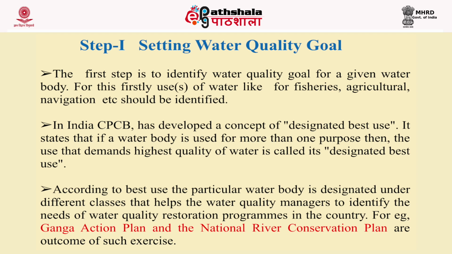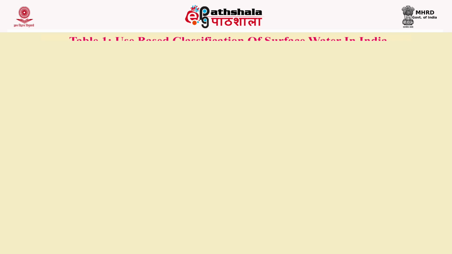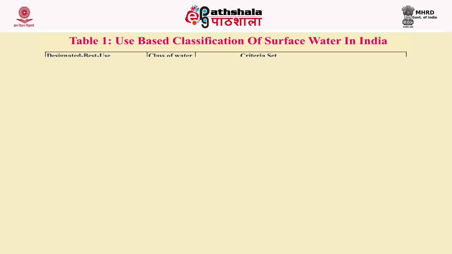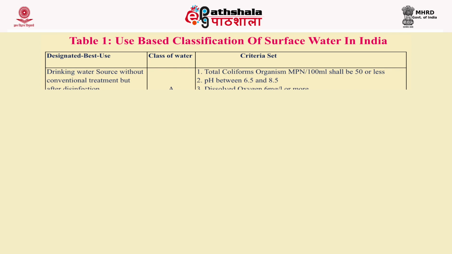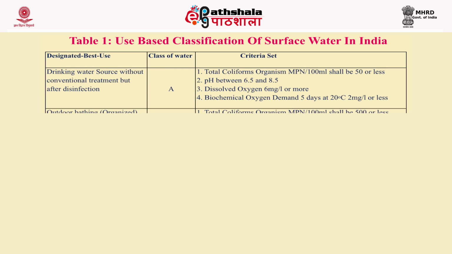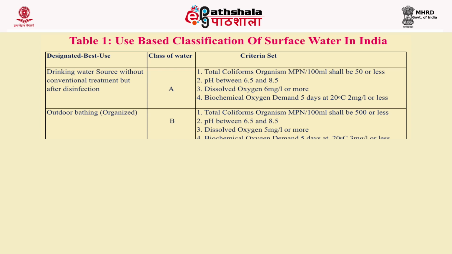For example, Ganga Action Plan and National River Conservation Plan are outcomes of such exercises. Table 1 shows the use-based classification of surface water in India. It includes different designated best use of water, class of water, and the criteria set on the basis of which it is classified into different classes.